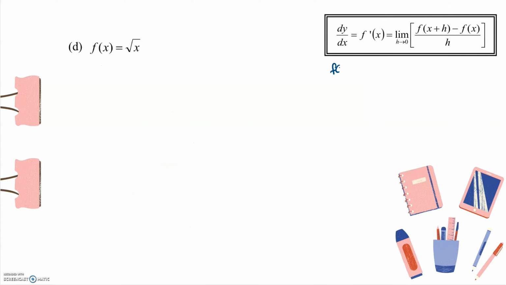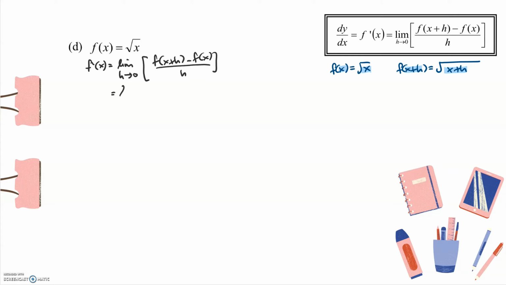D, we have here f(x) is equal to √x. Therefore f(x plus h) will be equal to √(x plus h). We have x and x, so x plus h and x plus h. So the formula is f prime x is equal to the limit as h tends to 0 of f(x plus h) minus f(x) divided by h. So we have here the limit as h tends to 0, √(x plus h) minus √x divided by h.